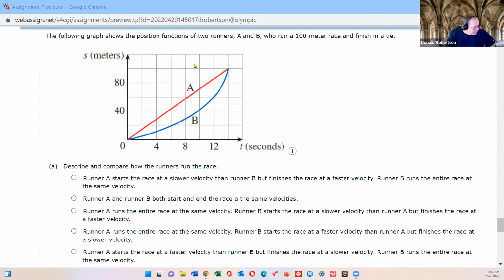Let's look at A. Because that is a straight line, is it the tangent line? Basically the slope of that line. What that tells me is that runner A, when the gun goes off and he starts running, whatever the number is, let's say it's 9 meters a second, right? He starts running at 9 meters a second, and he keeps that pace all the way to the end.